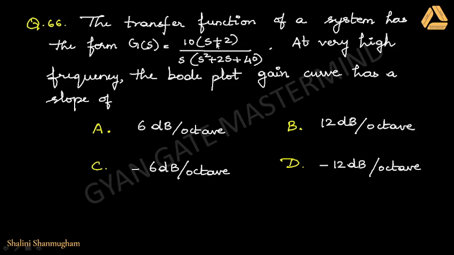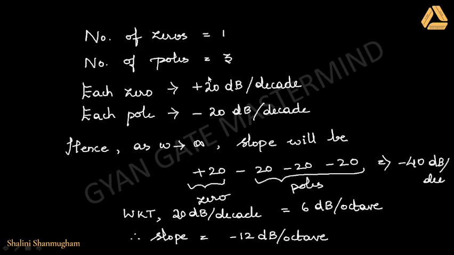From the transfer function, we can infer that the number of zeros is 1 and there is 1 pole, and here it is a quadratic equation, right? So the order is 2. So 2 plus 1 will give you 3 poles. One zero will introduce a positive 20 decibels per decade slope, and one pole will introduce minus 20 decibels per decade. So as omega tends to infinity, the total slope is plus 20, minus 20, minus 20, minus 20, because the minus 20s are introduced by the poles and the plus 20 is introduced by the zero. So totally the slope is minus 40 decibels per decade.